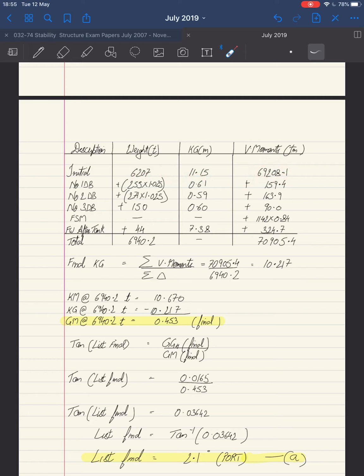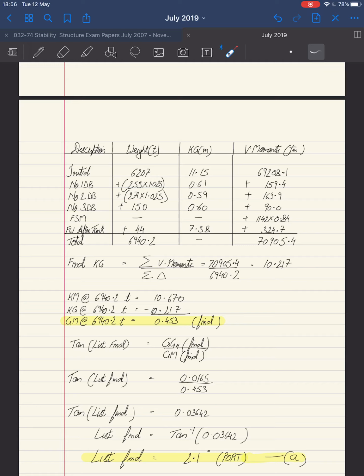The second entry is the number 1 DB tank, which has a volume of 255, which has been obtained from ship particulars. And since we were filling in the salt water, as the vessel was floating in salt water, we have multiplied it with the density. So together, they gave us the mass of water inside it. The KG of the tank is 0.61 meters, which has been derived from ship particulars. So the total vertical moments have been obtained by multiplying these two numbers.